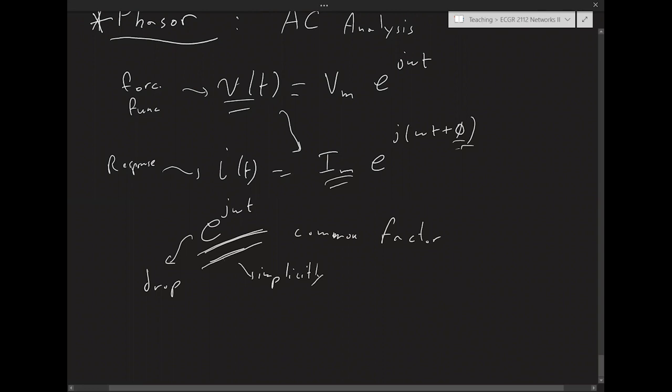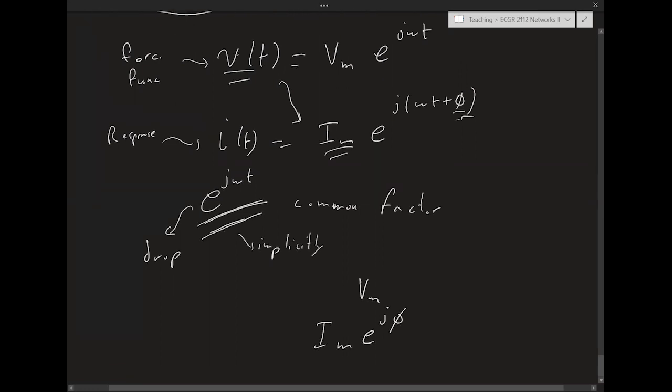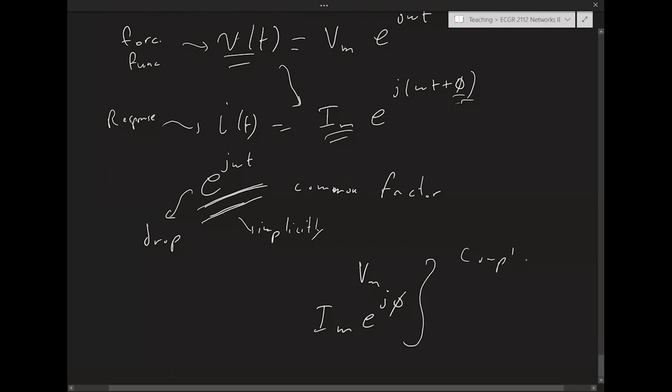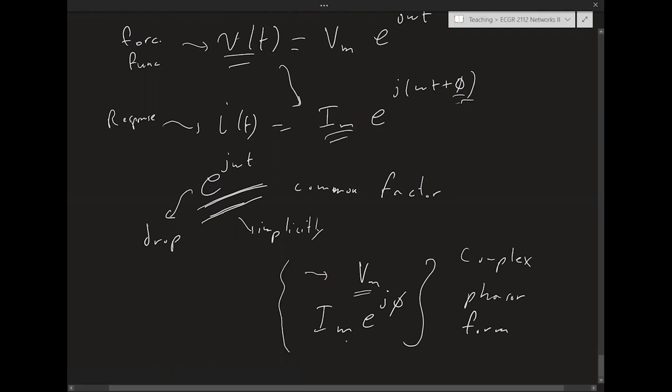So because we don't have to worry about it, we can express Vm as follows, and Im the response as follows, Im e^(jφ). So those are two complex numbers. Those are the phasor form of the voltage and the current. For the voltage, it's just the magnitude; this is e^(j0), and e^(j0) is 1. And then the current is Im e^(jφ). So the representation of the responses and the forcing functions by just using their magnitudes and phases and representing them as complex numbers is the phasor form.